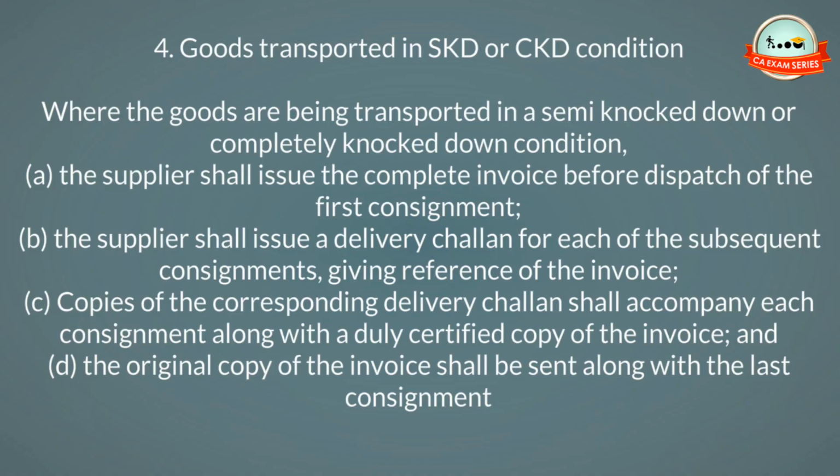4. Goods transported in SKD or CKD condition. Where the goods are being transported in a semi-knockdown or completely knockdown condition: A. The supplier shall issue the complete invoice before dispatch of the first consignment. B. The supplier shall issue a delivery challan for each of the subsequent consignments, giving reference of the invoice. C. Copies of the corresponding delivery challan shall accompany each consignment along with a duly certified copy of the invoice, and D. The original copy of the invoice shall be sent along with the last consignment.